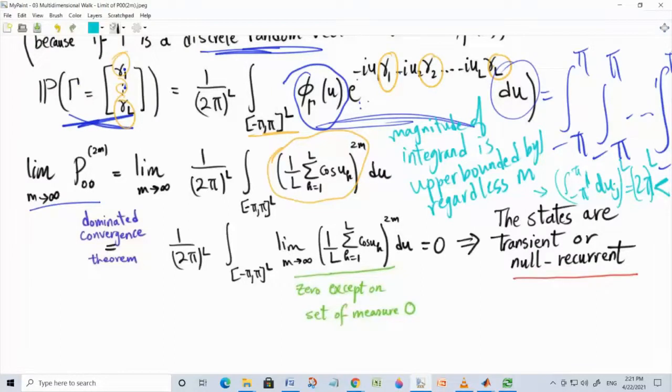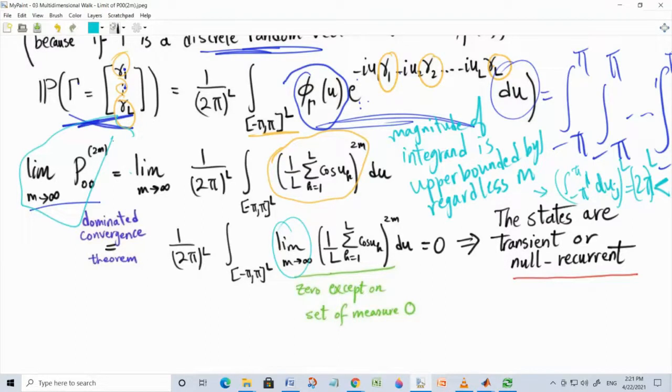Outside that set, basically this quantity is strictly less than 1, and it is raised to a power which we are taking to infinity, so this thing will go to 0, and the integral of 0 is 0. So the limit is 0. The limit is 0, and so the states are transient or null-recurrent. And we know, for example, that in one dimension, the states are null-recurrent. Okay.